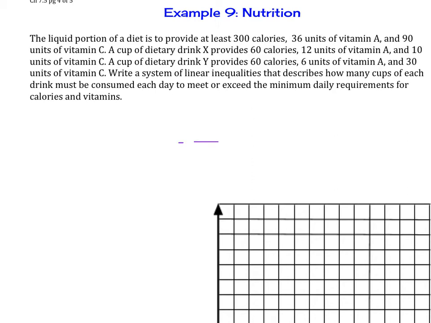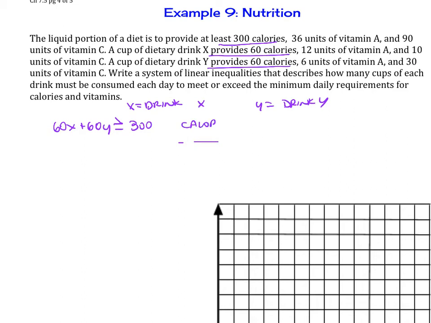We have calories first of all. And so we have at least 300 calories, and X provides 60 calories, and Y provides 60 calories. So at least. So X is drink X, Y is drink Y. So we have 60x plus 60y has to be greater than or equal to 300, and this has to do with our calories.